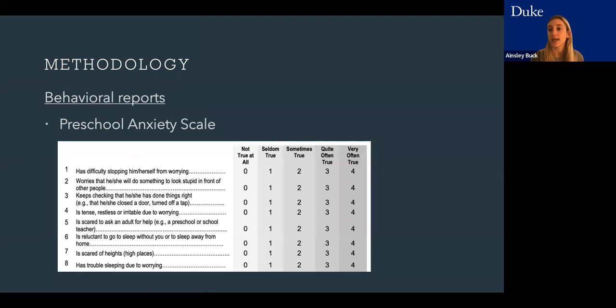We also collected behavioral data via the preschool anxiety scale, which is a caregiver report scale on current expression of anxiety-related behaviors such as fear of heights or constant worrying.